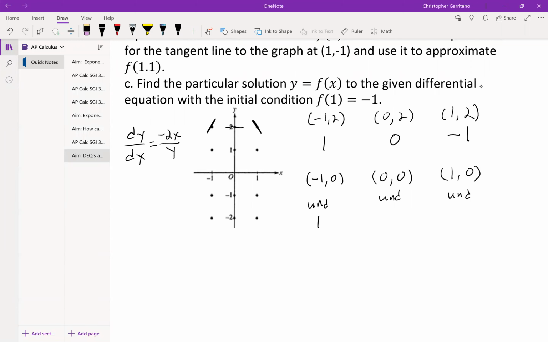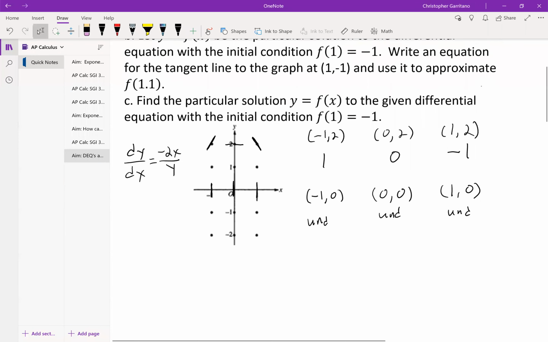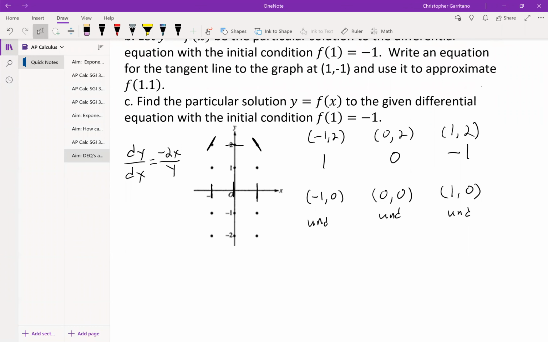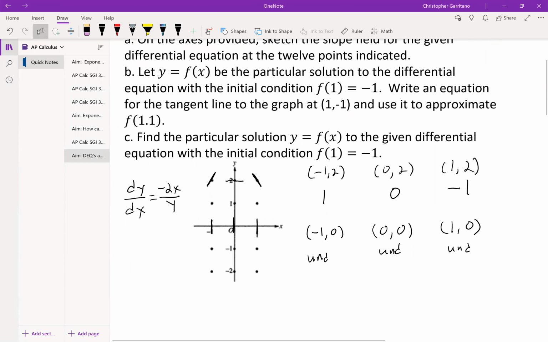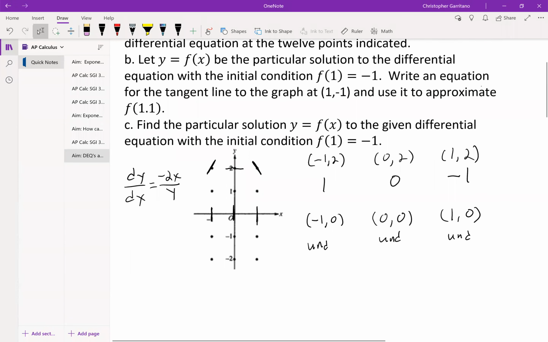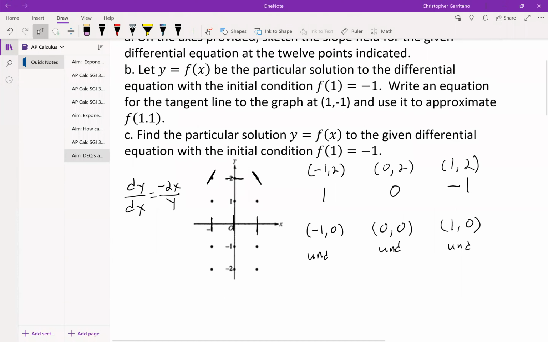So if we go to the point negative 1, 0 on the slope field, and you get a slope that's undefined, you're going to draw a vertical line. You're going to do that at negative 1, 0, 0, 0, and 1, 0. Okay. All right, and I'm going to leave the rest of the points up to you. I think you get the idea at this point.